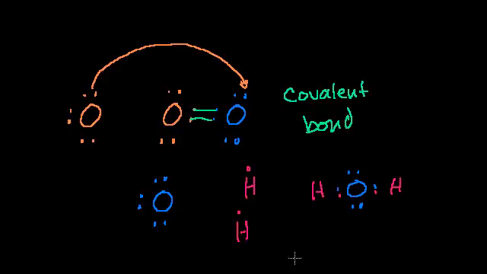Another way we could have written this, and I think I did this in the last video, I could have drawn it like this, where the implication of this line, each of these lines, involves 2 electrons. These are equivalent statements. But in this situation, oxygen is more electronegative than hydrogen. It wants to get the electrons more than hydrogen. So in this situation, the electrons are going to spend more time around oxygen than they will around hydrogen.